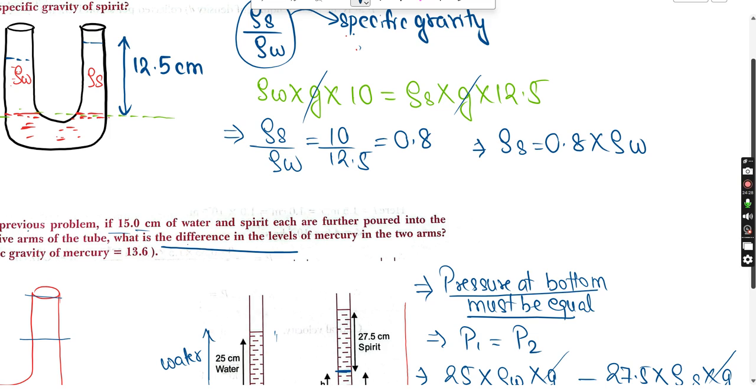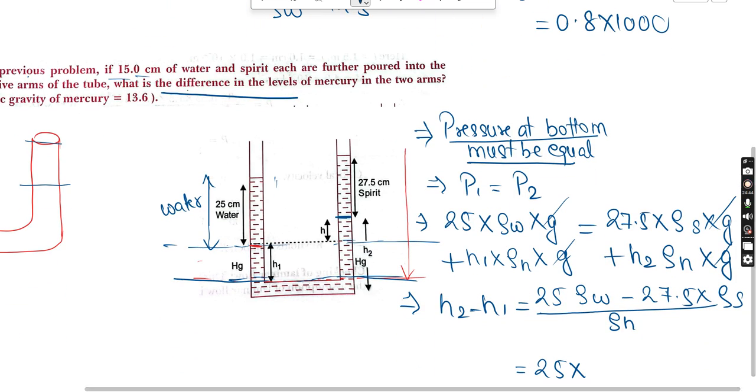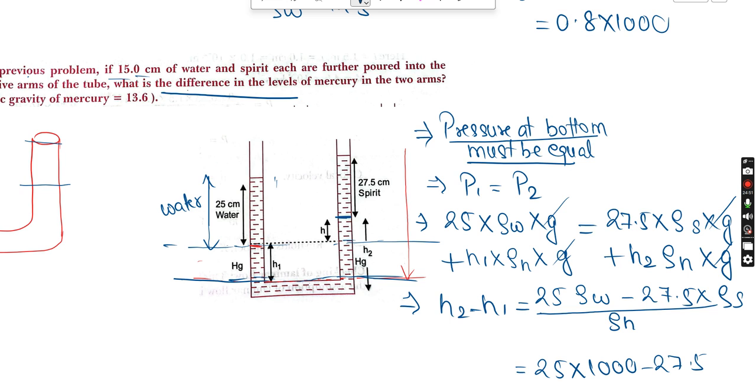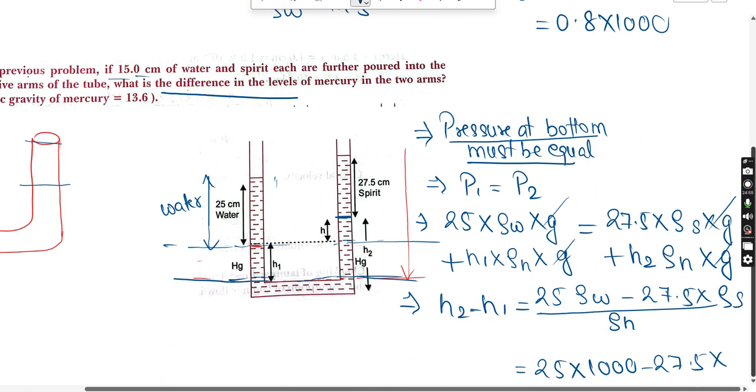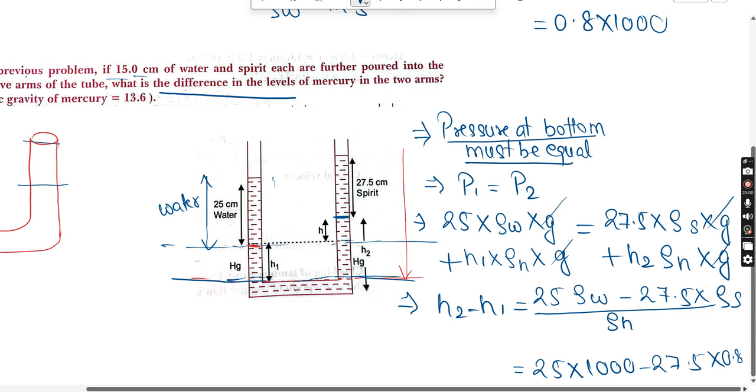And just now we have seen the density of the water. We have taken the density of water as 1000, right? Because just now we have done the question, correct? So we can take 1000, right? So here it will be 0.8 into 1000 you can do. So you can put the value here, density of water, take it 1000. Now here that is 27.5 into density of the spirit, that is 0.8 into 1000, correct?